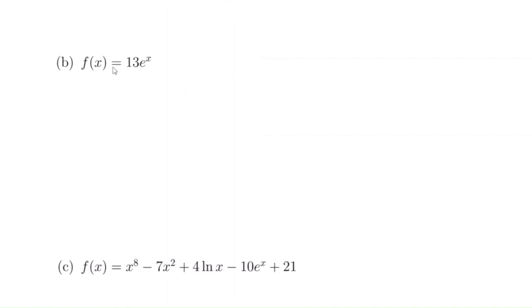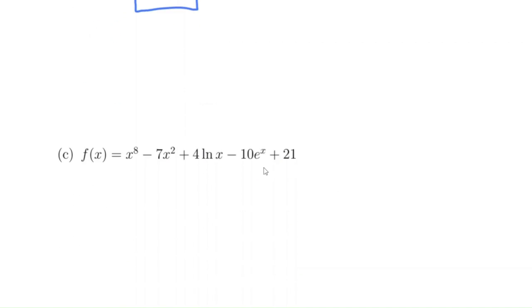Now in part B, we have 13 times e to the x. So how do we take the derivative? Well, notice, again, this is just a constant times a function. So the way we take the derivative is just the constant, 13, times the derivative of the function, but the derivative of e to the x is just e to the x. So here's another function which can say, I'm my own derivative, 13 times e to the x.